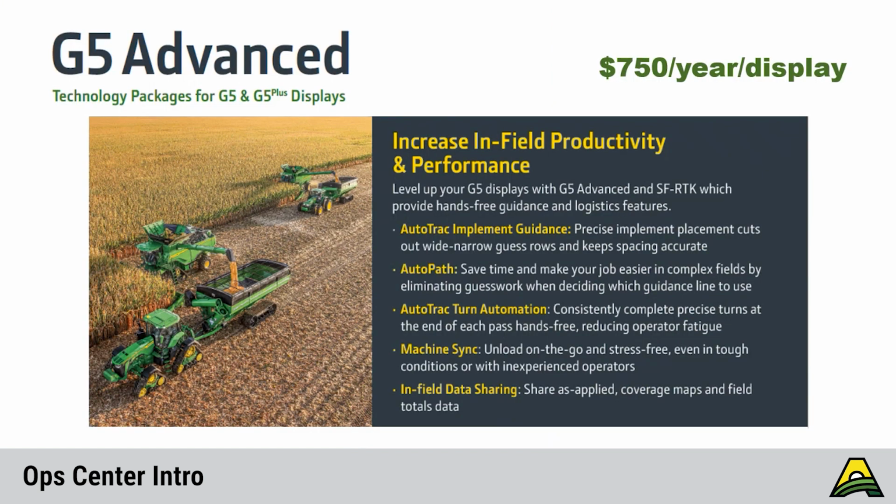When we look at the advanced license, so on a Gen 4 4640, that was $1350 a year. They have dropped that price to $750 a year with our G5s. That gets you your implement guidance, your auto path, your in-field data sharing, machine sync, all of those key features. So that subscription did go down with the new screens.